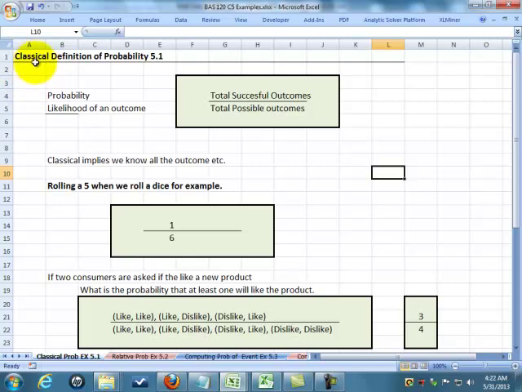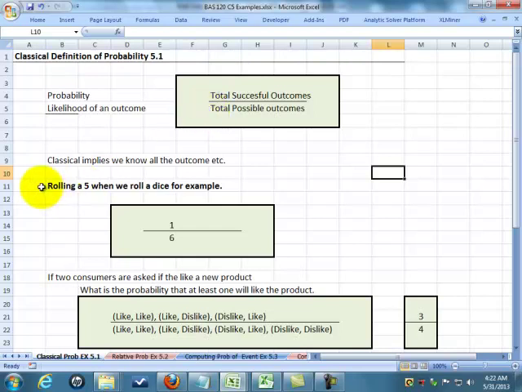But let's start off with the classical definition of what probability is. Probability is just the likelihood of an outcome, normally measured from 0 to 1 or sometimes put in percentages from 0 to 100%. The classical definition of probability that you've probably seen is the total number of successful outcomes divided by the total number of possible outcomes.